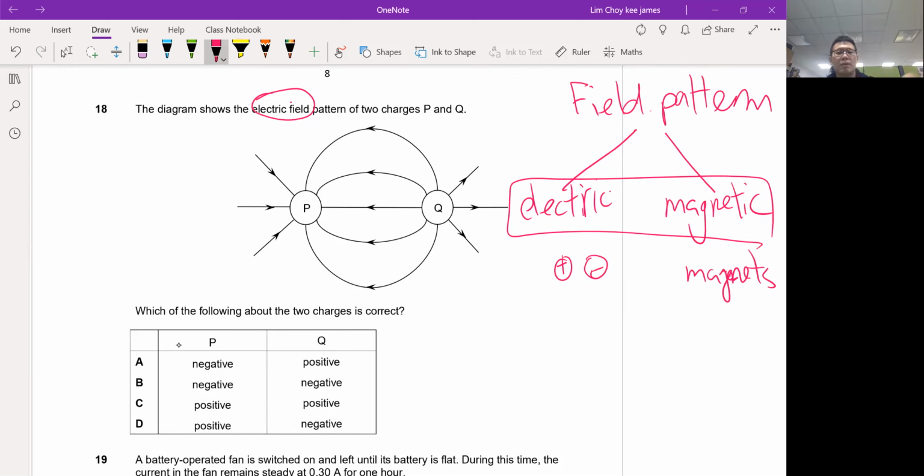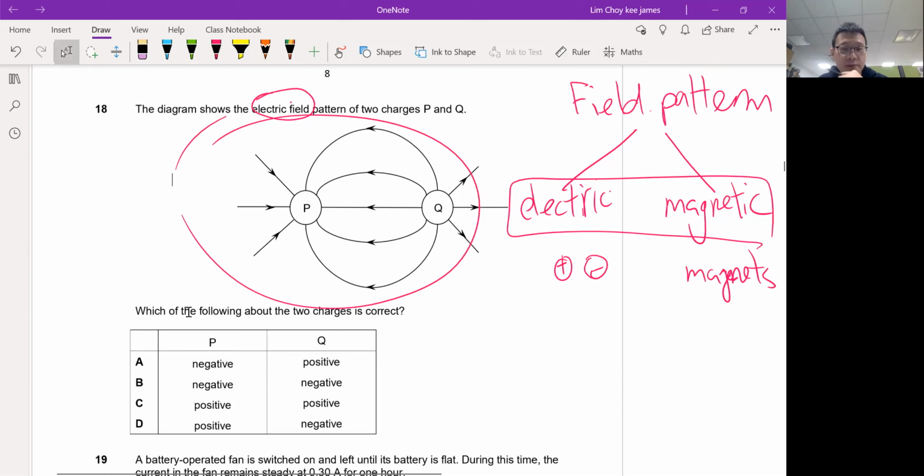Now for this particular field pattern here, refer to your textbook for the correct field pattern. I won't dwell too much, but always remember, the field pattern for electric is always from plus to minus. So you will know which is the answer here.